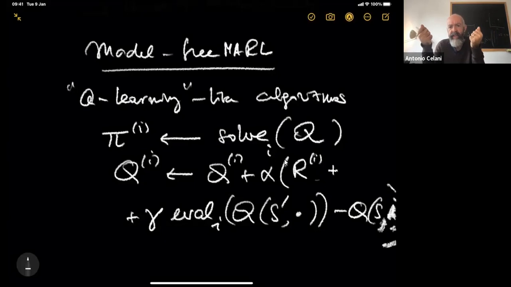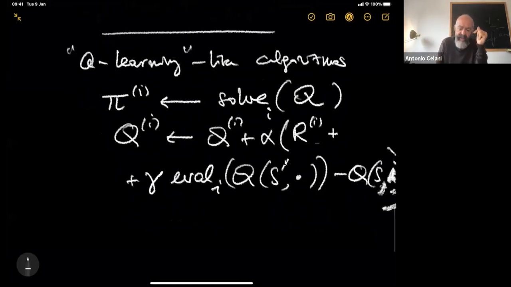But in the simplest case, this could be just epsilon greedy of its own Q matrix, just to fix the ideas. And this is the first layer of complexity. And then the second layer of complexity comes from this eval function, which has to pick the contribution from the other agents.